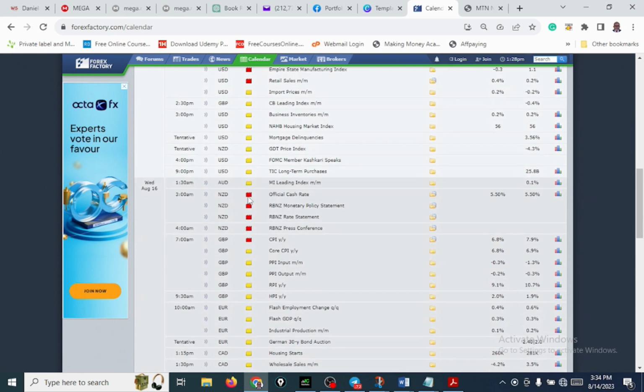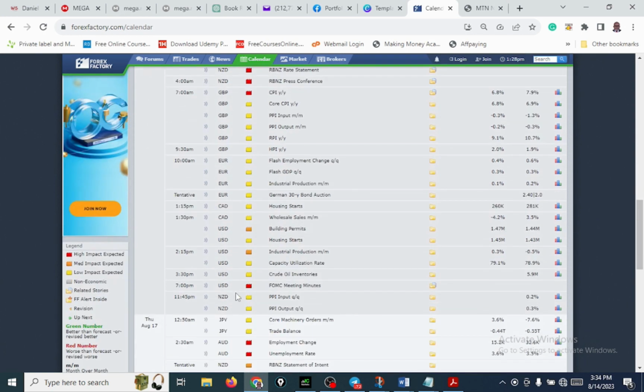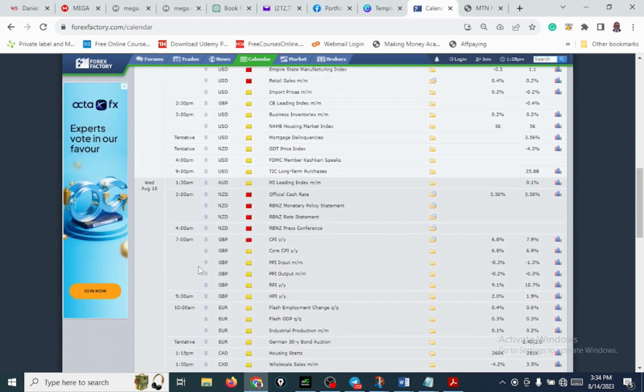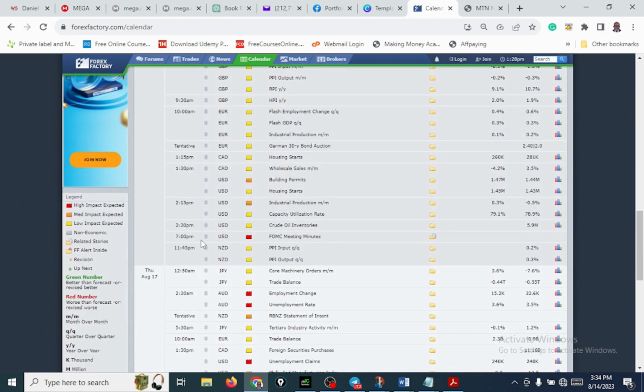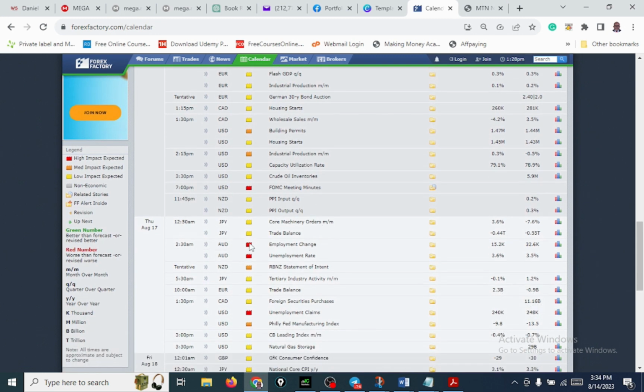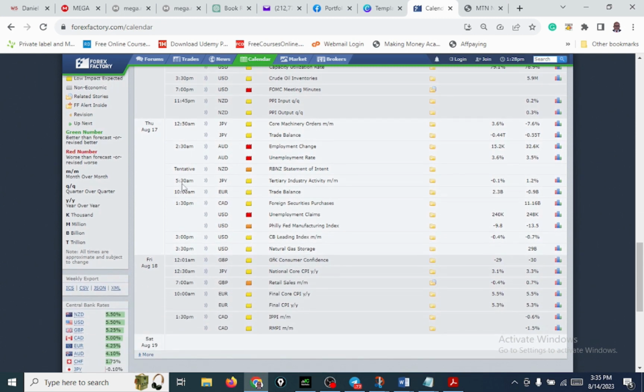Then on Wednesday, the New Zealand dollar, and down to 7 p.m. on Wednesday, the United States dollar FOMC meeting is a very powerful high impact news for Forex traders. So be careful and be mindful of this news when it's going to come out. Thursday, we have the AUD employment change. This is another powerful news that is coming out. That same Thursday, we have the US unemployment claims. This is another very powerful high impact news, guys. So we have to watch this.